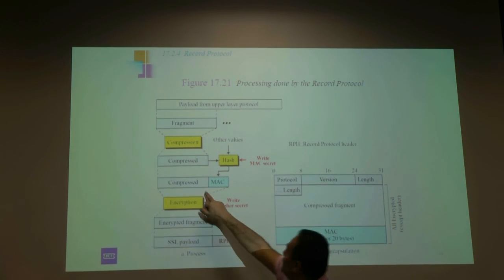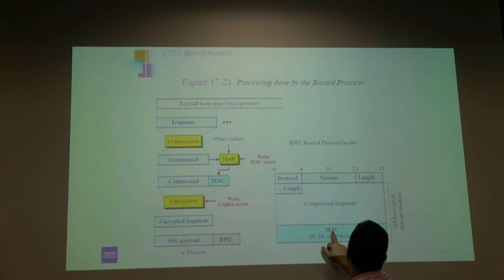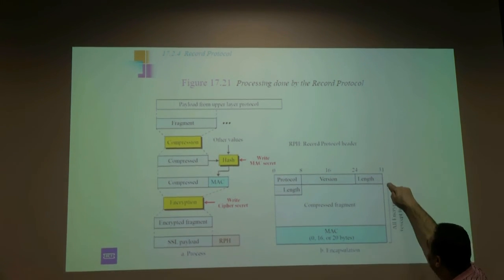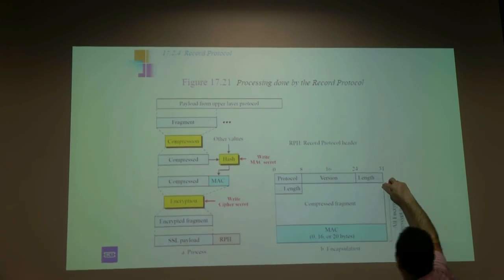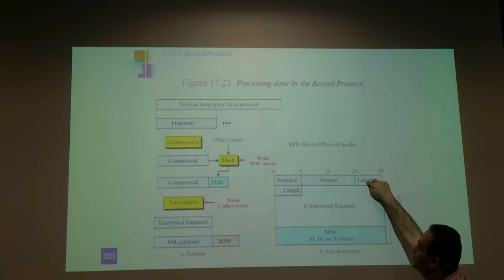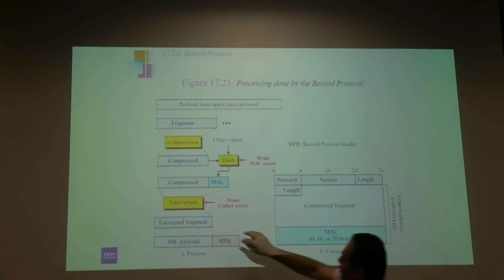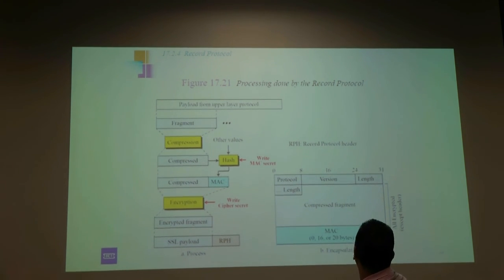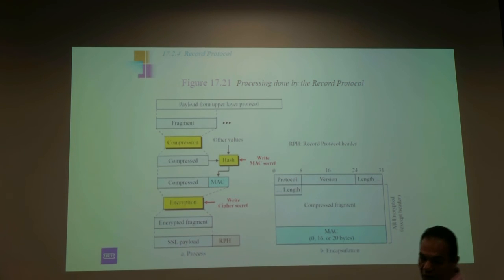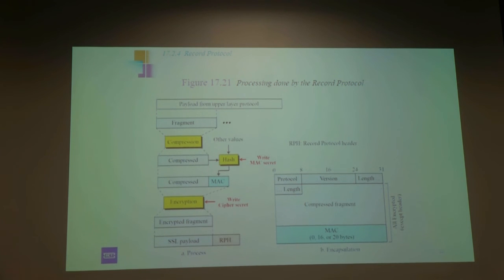Where is it? Here. The compressed frame is going to come in here, and then you have the MAC, and everything in here: the compressed frame with the MAC. Everything will be encrypted, excluding the header. Then you put the header in here, and then here you have the encrypted everything. That's how it will look: all encrypted except the header. Very elegant, right?